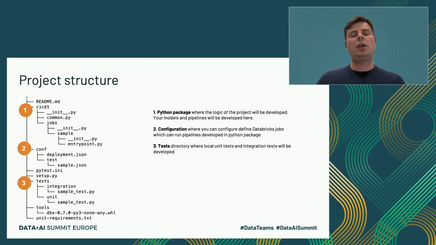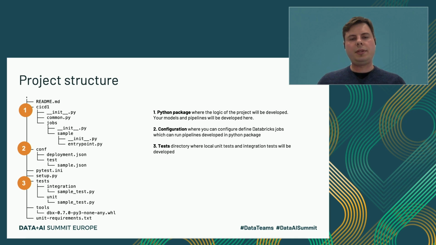Let's discuss now the project structure. We have an assumption that you will code all your pipelines, you will place your logic, your models in a Python package. And this Python package will be created for you. It will have the same name as the project itself. For example, now you see that we have a jobs sub-package where you see another sub-package, sample. So it's our sample job.